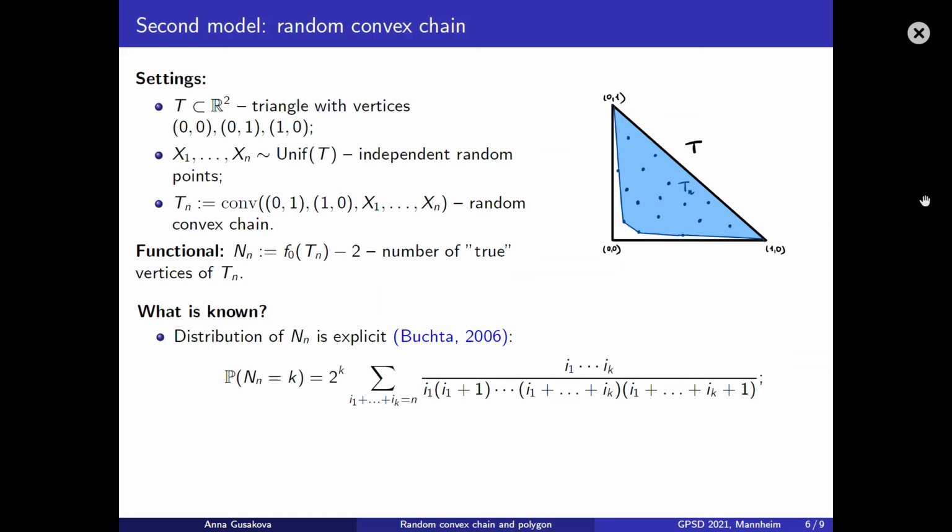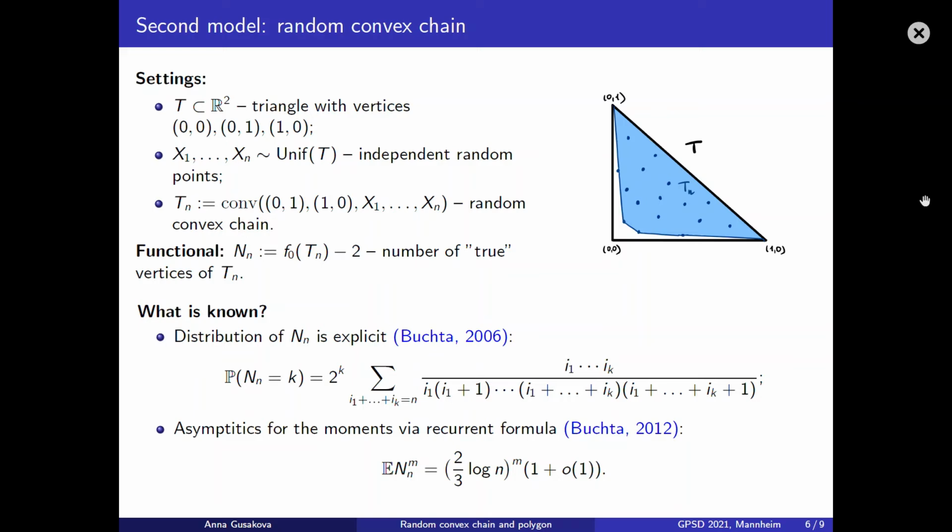Buchta managed to derive explicit formulas for the distribution of Nn. These formulas can be written explicitly, but the sum is still very complicated to evaluate and to actually see what those probabilities are. Nevertheless, Buchta also managed to obtain a recurrence formula for the moments of this random variable Nn, and from this recurrence formula he derived an asymptotic formula for all moments of this random variable.